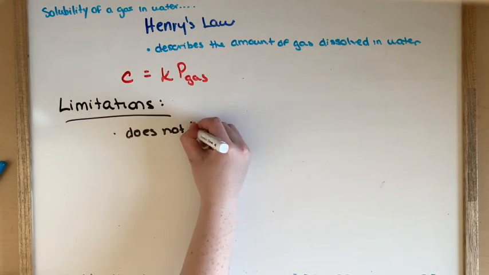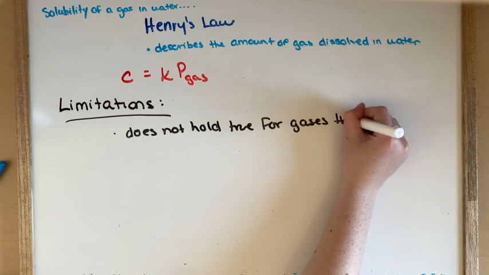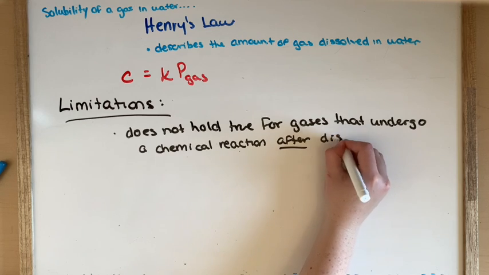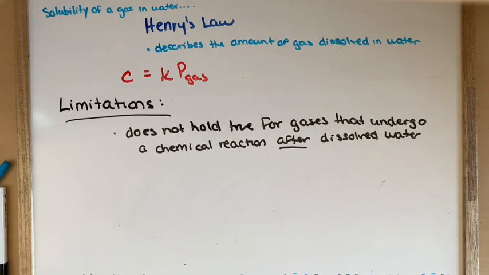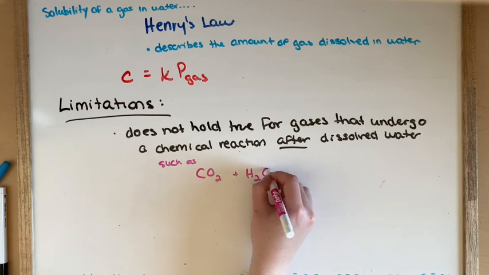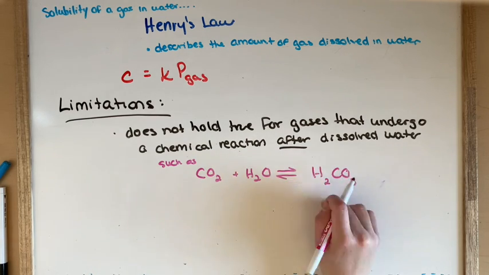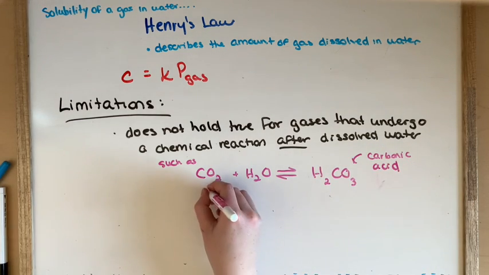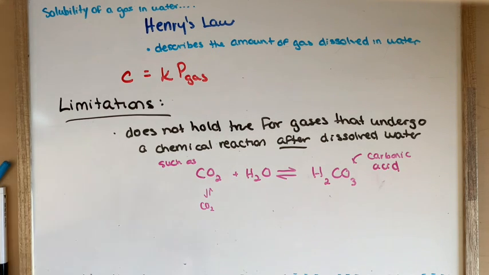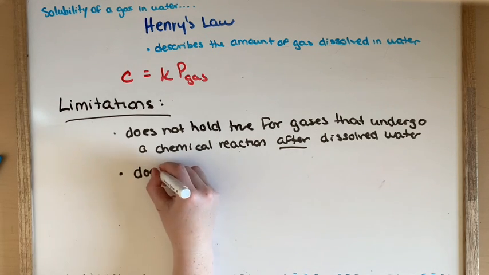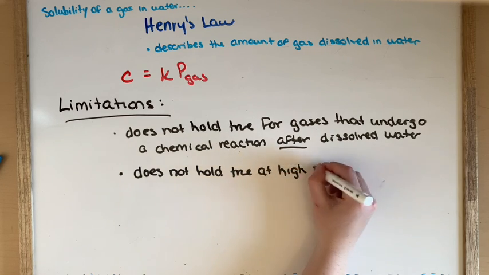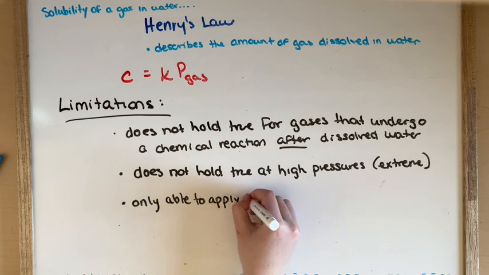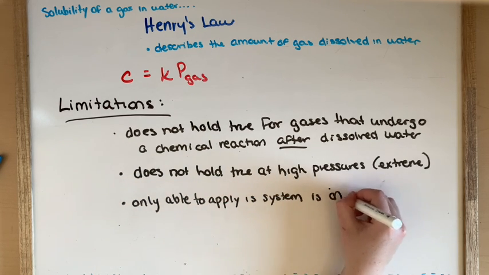Continuing on, there are some limitations that come along with Henry's law. First of all, it does not hold true for gases that undergo a chemical reaction after the gas is dissolved in water. For example, carbon dioxide and water react to form carbonic acid, so this does not hold true for Henry's law because it undergoes this reaction after it has been dissolved. Another limitation is that it does not hold true for extreme temperatures, so extreme high or extreme low. And finally, it is only applicable if a system is in equilibrium.